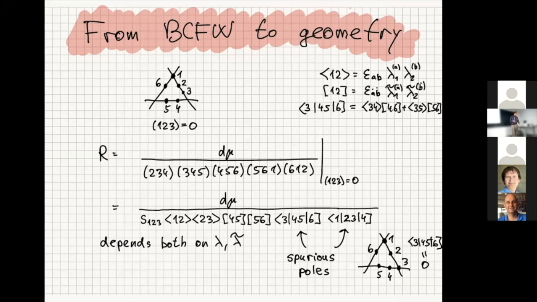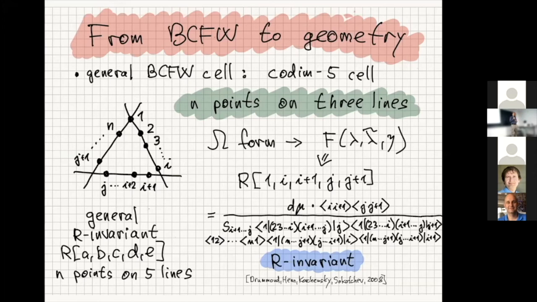Okay. Now, for the general BCFW cell in G3N, the Grassmannian cells that we get are codimension n-5. And they would correspond to n points on 3 lines. So this is what we will get as the configurations. We will have n points on 3 different lines. So this is the general cell, how we would represent it here.